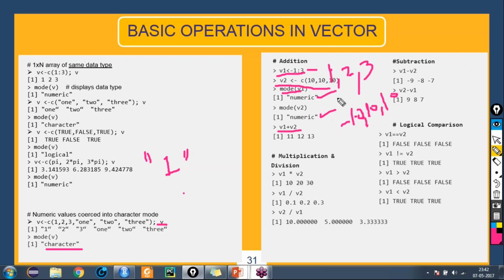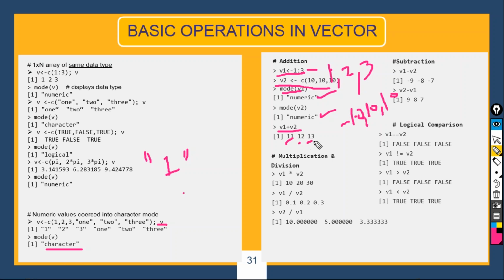So 10 plus 1 is 11, here it is. 10 plus 2 is 12, 10 plus 3 is 13, correct? So it will show addition. And now multiplication, the same way, nothing differs, right?